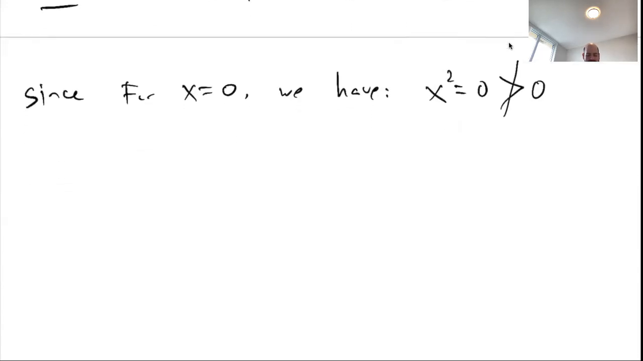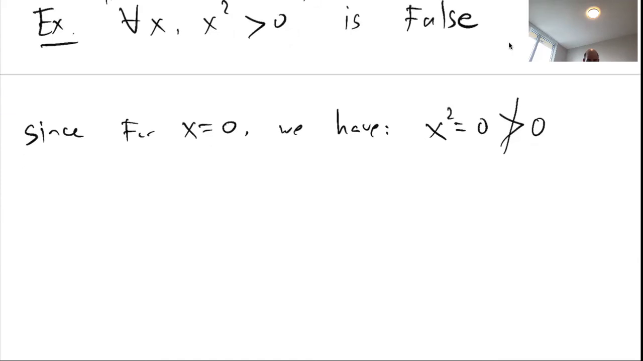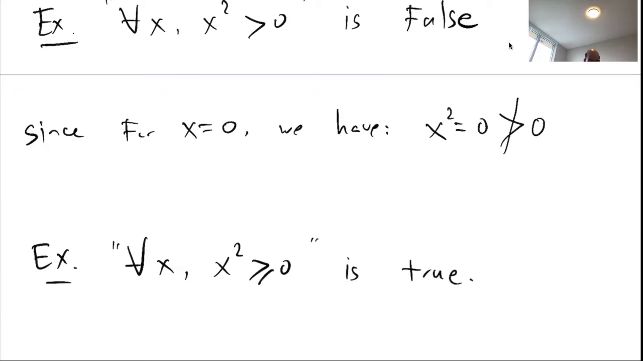So if your statement is false, even for one x, then the statement for each x, p of x will be false. So this statement is false for one value of x, which is 0. So for each x, p of x will be false. Okay, but if I say, for example, for each x, x squared is bigger than or equal to 0, then this will be true, because for every real number x, x squared is bigger than or equal to 0.